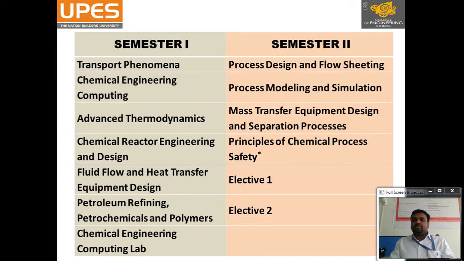Now I'll just brief you about the courses that are offered during the first two semesters. So the first one is transport phenomena. Then there is a specialized course, chemical engineering computing. Here it's not only basic numerical methods that we are teaching, but these methods are taught with respect to the applications of these methods in the chemical engineering domain. Then we are having advanced thermodynamics taught. We are having chemical reactor engineering and design. Then fluid flow and heat transfer, equipment design.